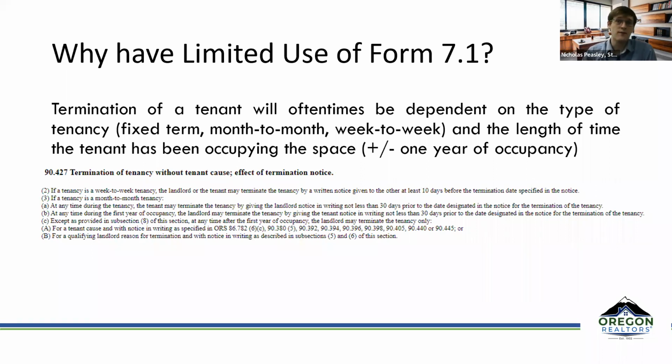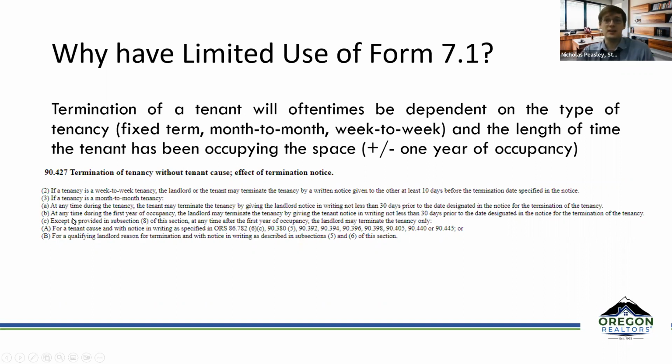So for example, 90.427 subsection 2, if the tenancy is a week-to-week tenancy, you could terminate by giving written notice 10 days before the termination date. That's the week-to-week set. So if you're a buyer who wants to buy property, and there's a week-to-week tenant, you can say, hey seller, can you give them notice? And this is the rule that applies: at least 10 days notice before you terminate. Great. If it's a month-to-month tenancy, there are different rules.